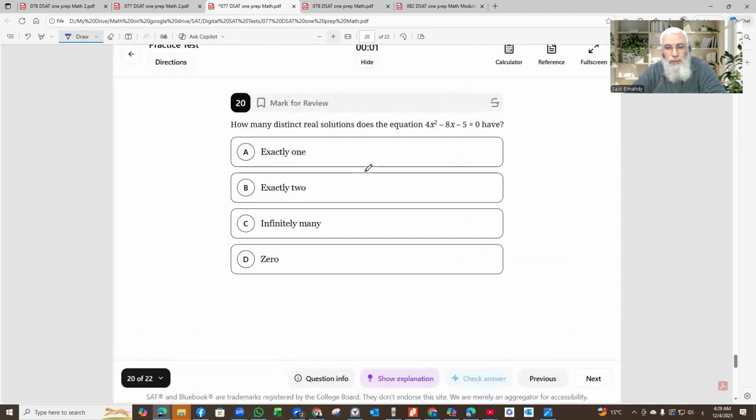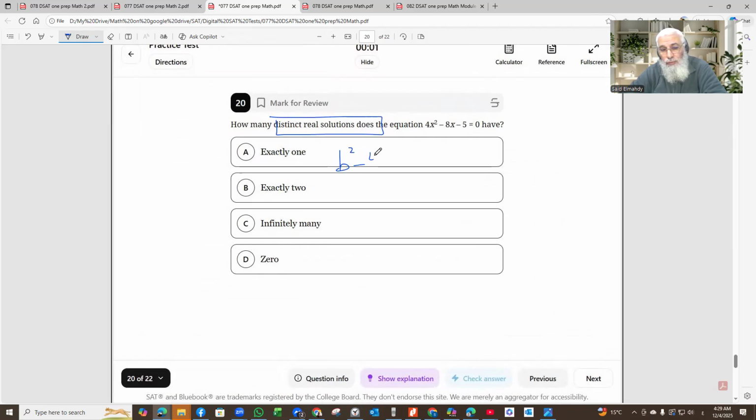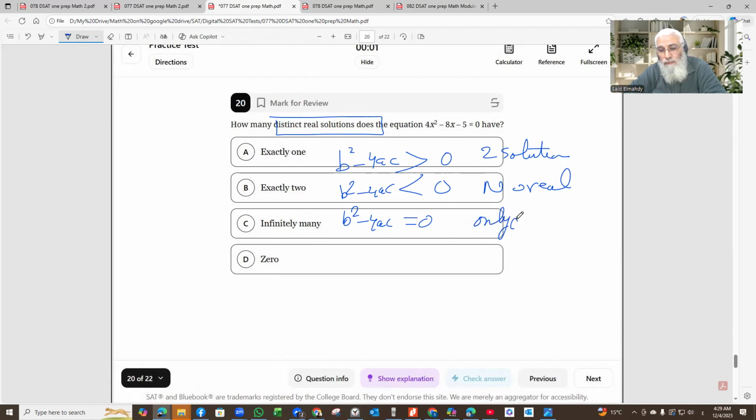How many distinct real solutions does the equation have? For distinct real solutions, we calculate the discriminant, b squared minus 4ac. If it is greater than 0, it will have two solutions. If it is less than 0, it has no real solution. If the discriminant is equal to 0, it has only one solution. So infinitely many solutions is not correct.